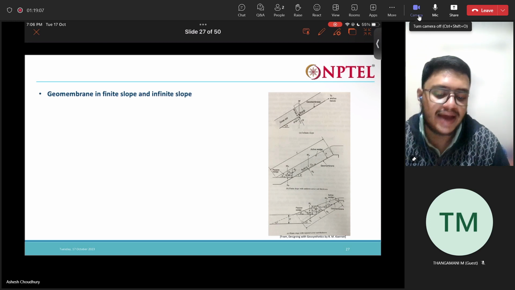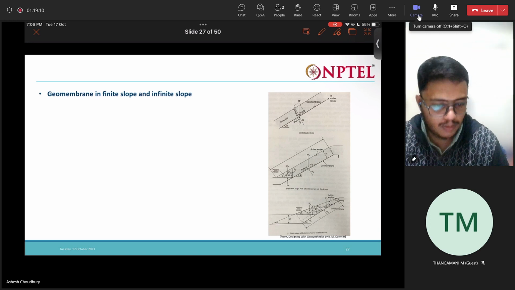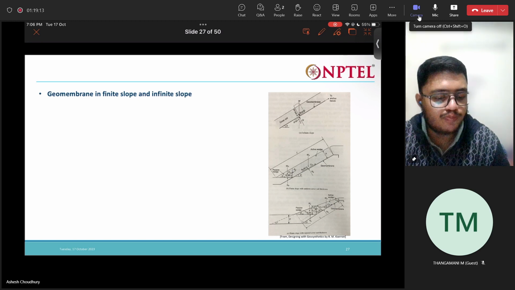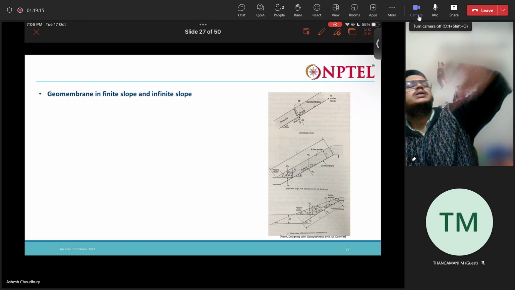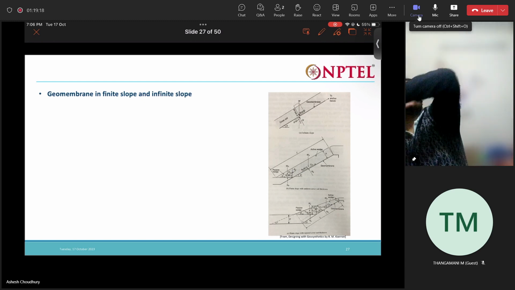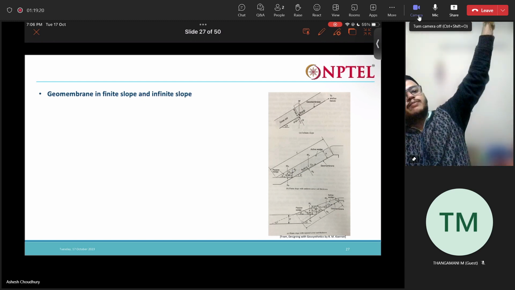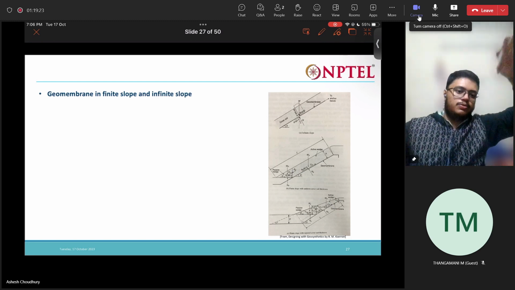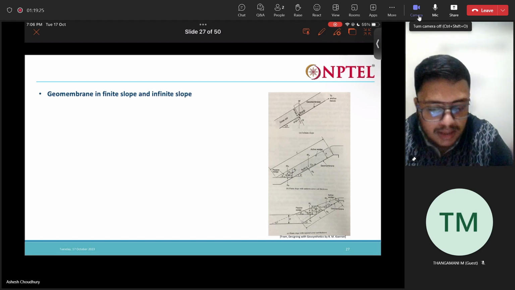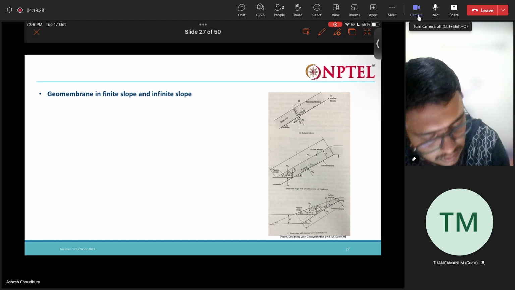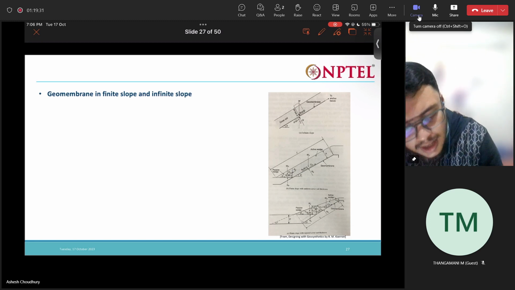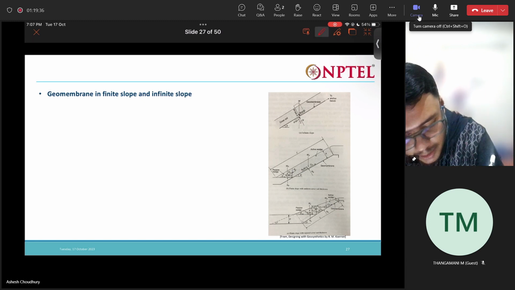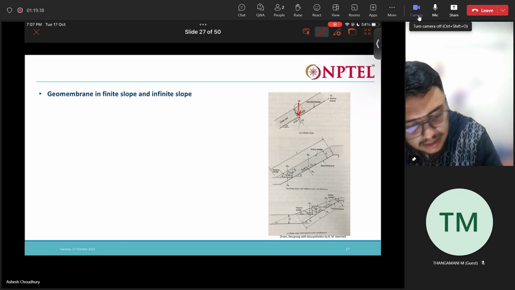Now, geomembrane in finite slope and infinite slope. Say you have placed a geomembrane in a very big slope, a very vast, huge slope. That will be considered a finite slope. So this is the case of a finite slope. What will happen in a finite slope? In a finite slope, you have the weight of the soil mass acting downwards like that. This is the geomembrane that is laid.